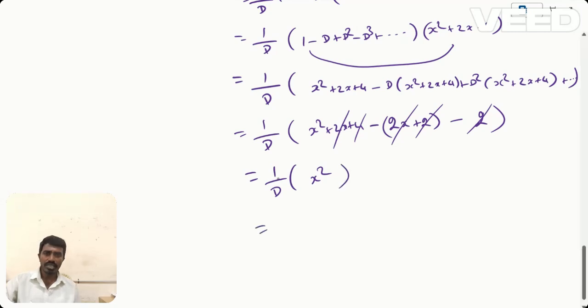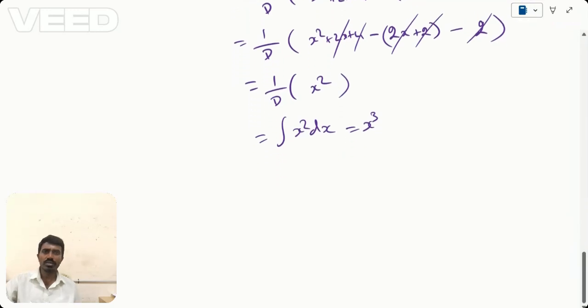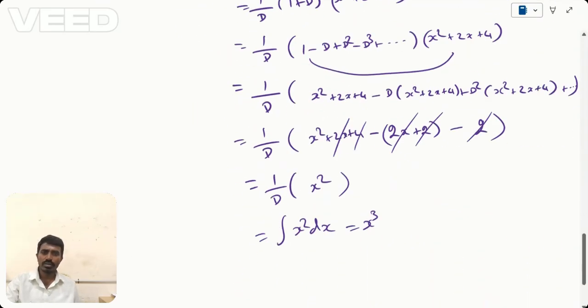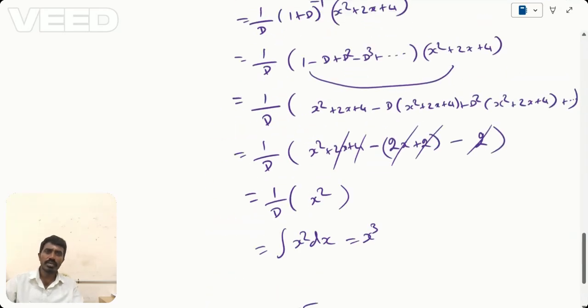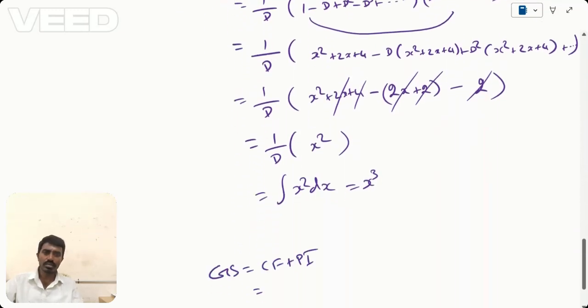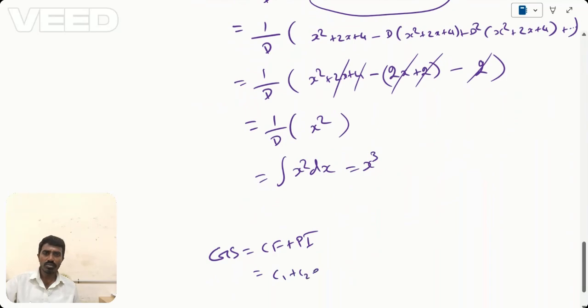So d is differentiation, 1 by d is integration, x square dx, so which is equal to x cube. While you are integrating to find the particular integral, we should not add the integration constant. So the particular integral is independent of constant. So PI is x cube. So the general solution is CF plus PI. So which is equal to, CF is what? CF is C1 plus C2 e power minus x, then plus PI is x cube. That's all. This is your required solution. That is y equal. Thank you.